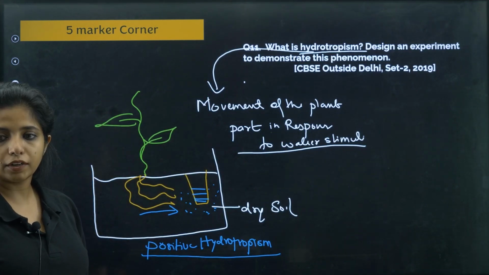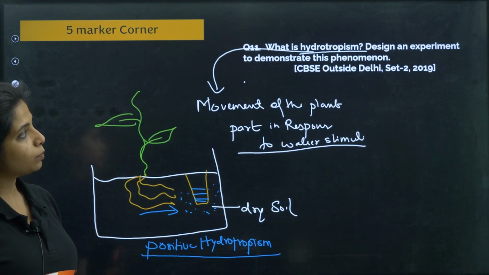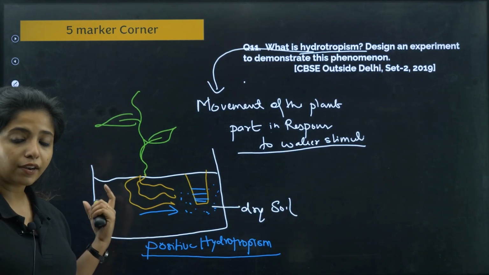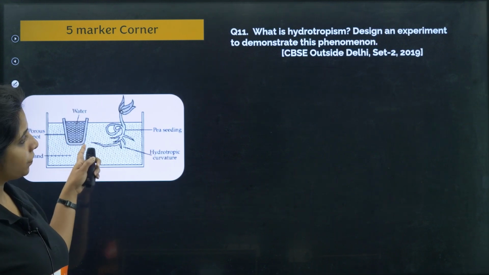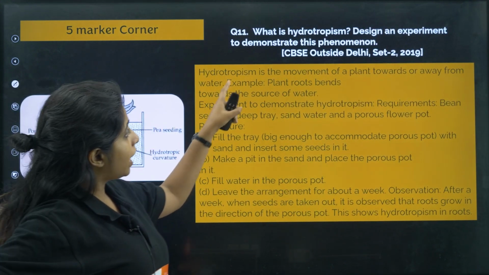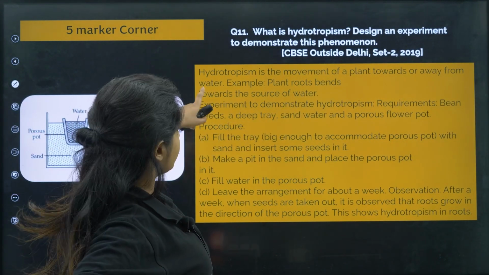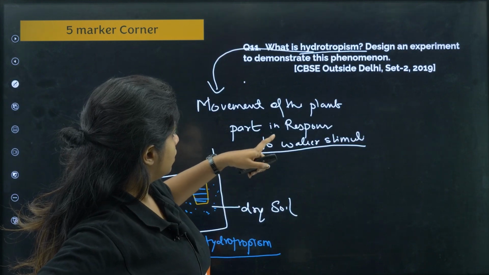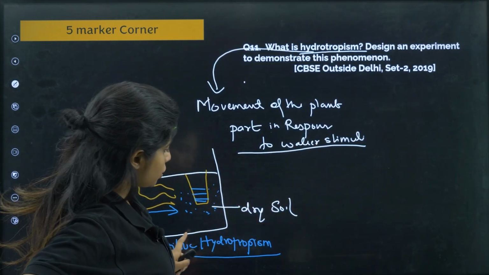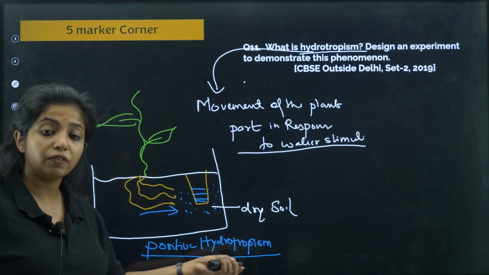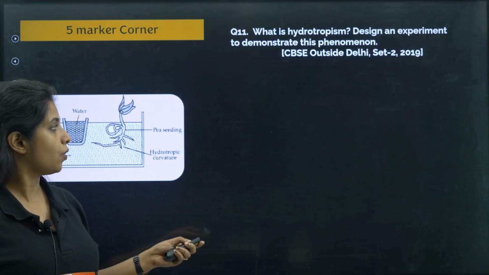Okay, so what is hydrotropism? It is a movement of plant part in response to water stimuli. Design an experiment to demonstrate this phenomenon. This is how you can demonstrate it. Okay, so this is the picture, same picture. This is how you can write it. Hydrotropism is a movement of plant towards or away. Okay, basically, did I write in response? I just wrote in response, so it can be towards or basically away. So this is towards, that means it is positive hydrotropism. If it is away, then it is negative hydrotropism.